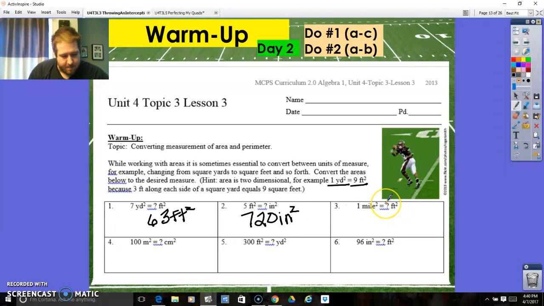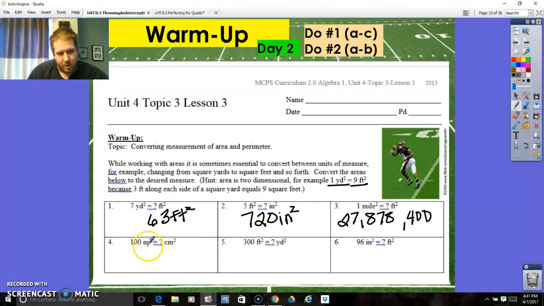All right, 1 mile. Now, I believe there's 5,380. I could be wrong on that. Hopefully not. 5,280 maybe. I think that's what it is. Multiply 5,280 by itself, and that's going to give you a lot. So that's a lot of feet squared: 27,878,400. Like I said, I used 5,280. If it's 380, I'm just thinking the wrong number. You might just have to check yourself.